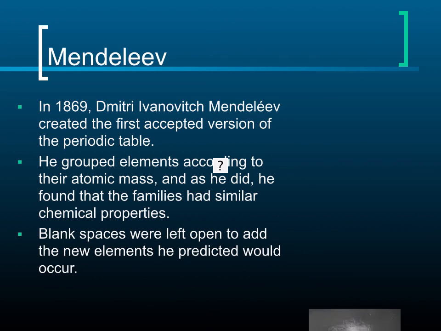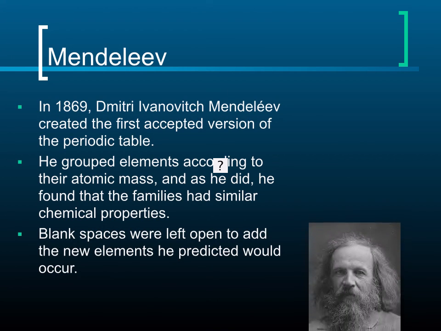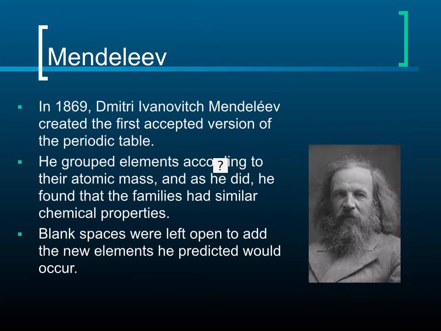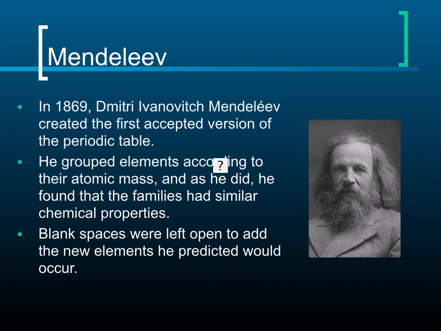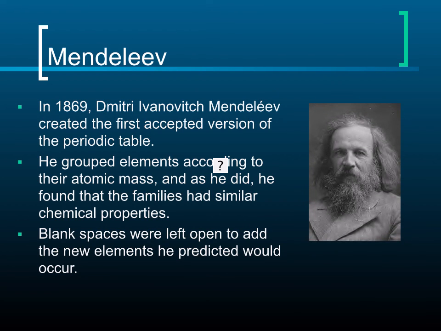And the last thing you need to know is this man here. This is Dmitry Mendeleev, and he is the first creator of an accepted periodic table. So he grouped elements according to their atomic mass and found that those families had similar properties. Then he left blank spaces because he could predict from their properties that new elements would occur, which is exactly what you are going to do in this card sort activity.